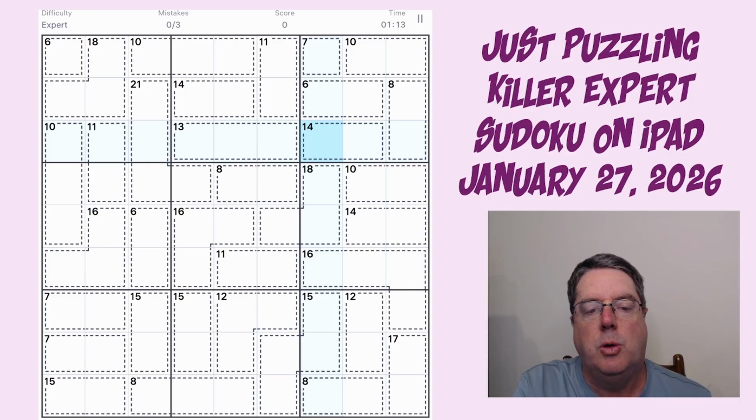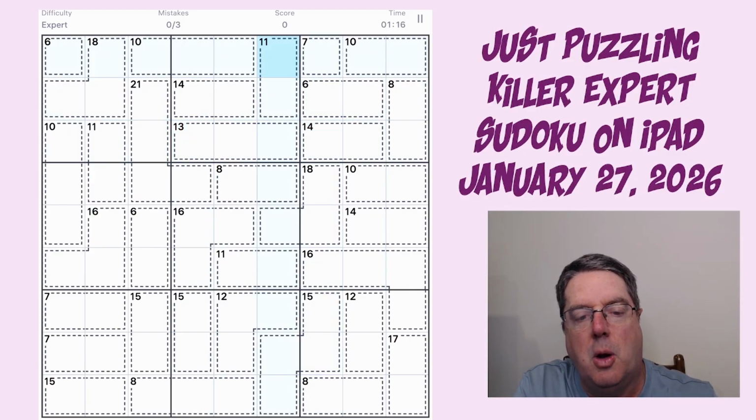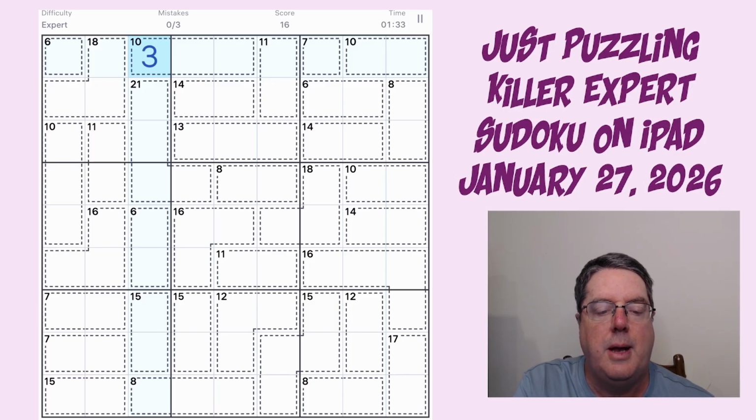But if we have a look at this one here, we can see what I call a leakage. So this cage has leaked outside this box. So if I go 13, 27, 38, this is going to add up to 38, 7. So to 7 from 10 is 3. Okay, so that's where that comes in handy.